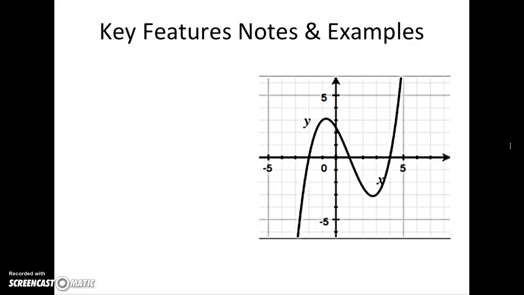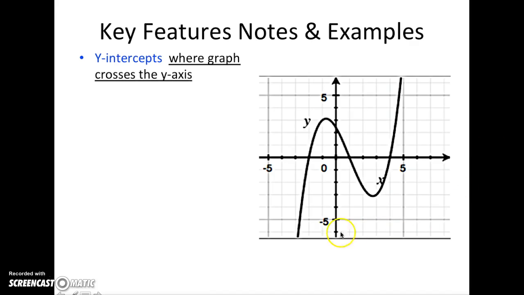All right, so we're looking at this graph here, and we're going to talk about three key features, as I said. The first is the y-intercept. That's where the graph crosses the y-axis. And when I say graph, I mean the line that is plotted there, or the curve. So if we're looking at this function, we notice that this graph crosses the y-axis between 2 and 3 on the y-axis. So that means we're going to have to estimate the coordinates for this point, and we get 0, 2.5. Notice that the x coordinate is equal to 0.